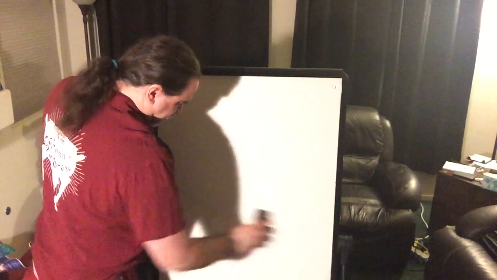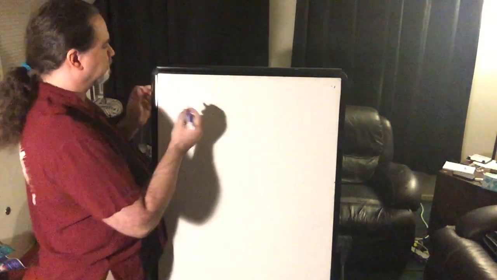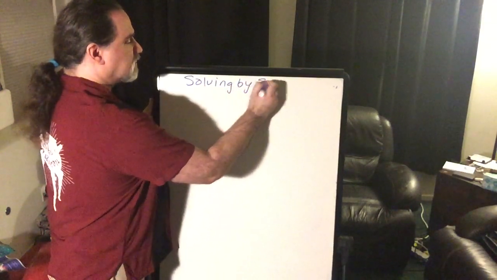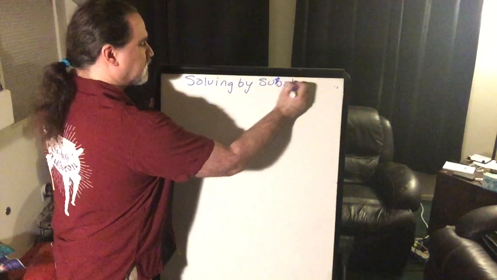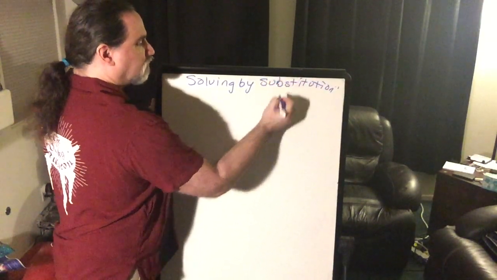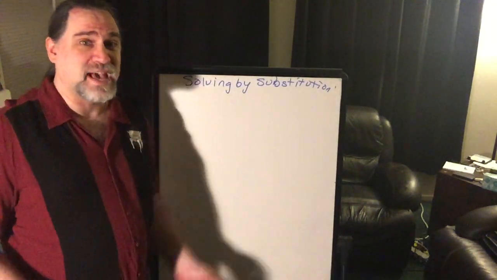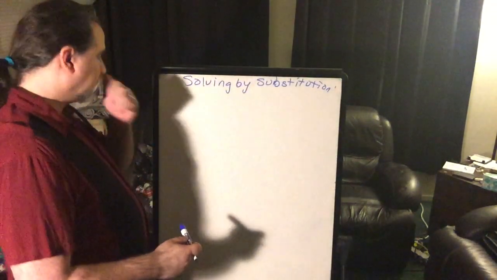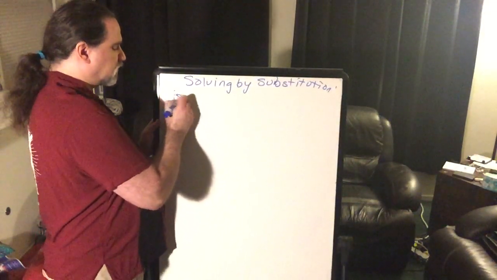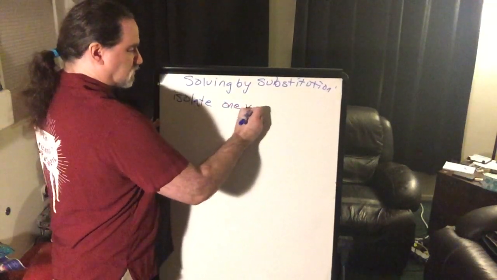Okay? So when it comes to substitution, let's break it down into tasks. So we're solving by substitution. Again, because we're substituting part of one equation for another, and then when we're done with that, we're going to get a result. We're going to substitute that back into the other equation to find the missing coordinates. So the first thing we're going to do is isolate one variable in one equation.